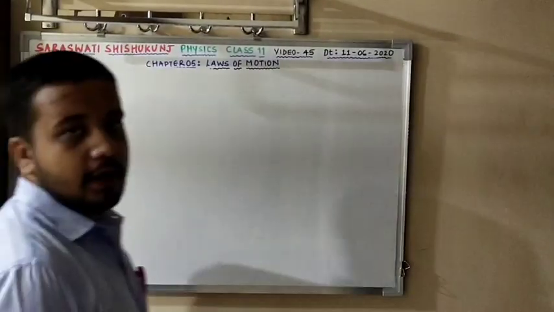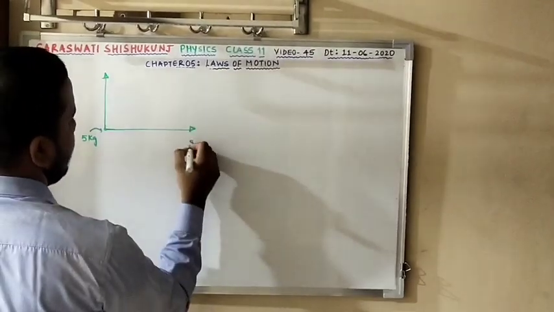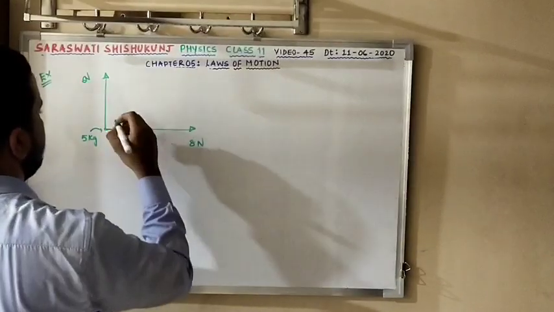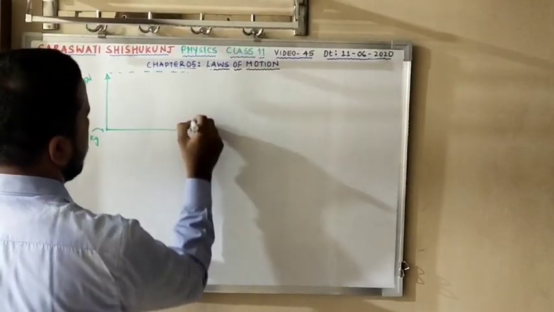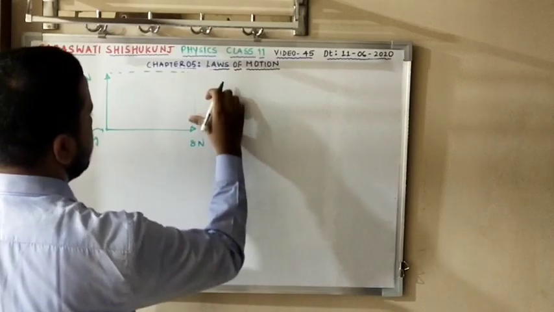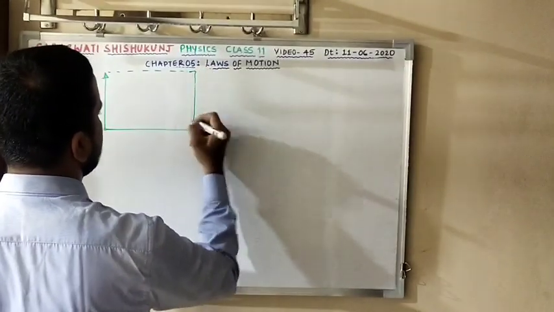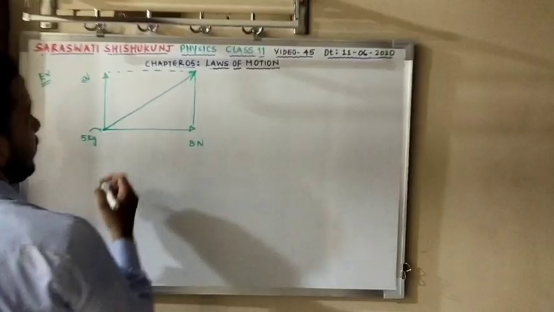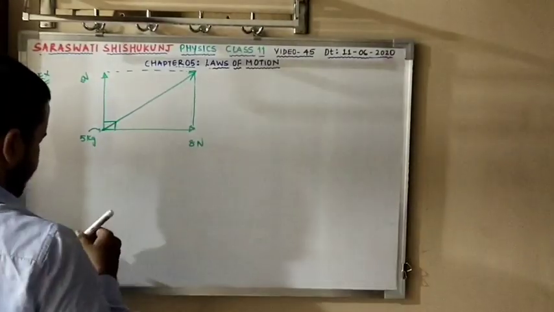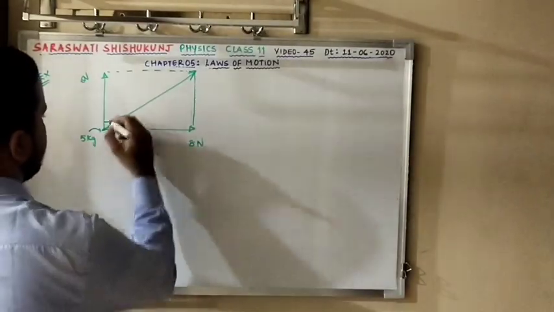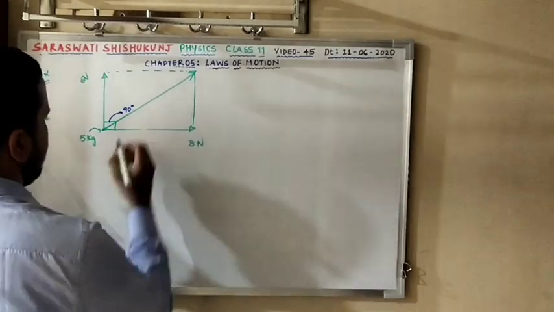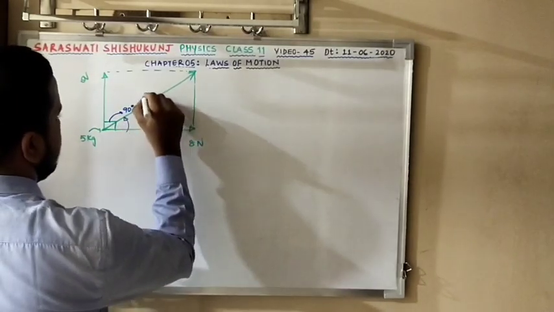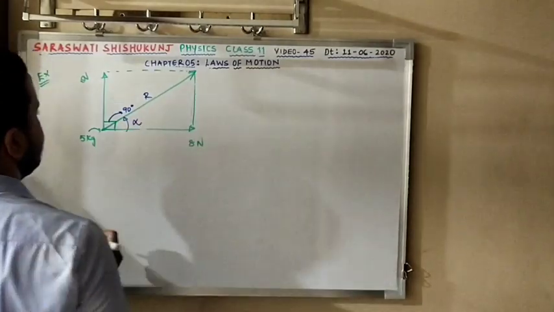Fine. So first we draw the diagram for that example, in which the object is a 5 kg mass acted upon by two perpendicular forces. This is your 8 Newton, this is your 6 Newton. To plot the resultant, I take two parallel lines here and draw the resultant like this. This is your 90 degree. This is your resultant force, and I need to calculate this alpha.